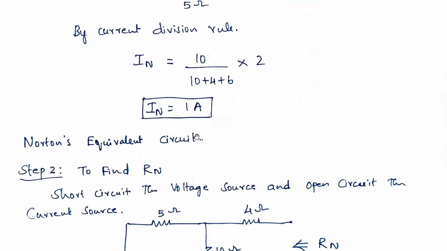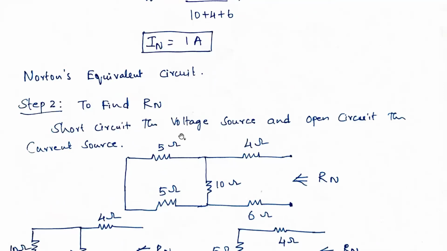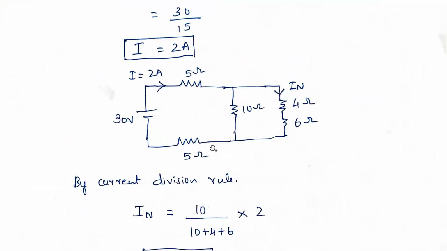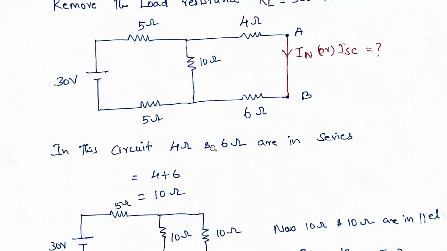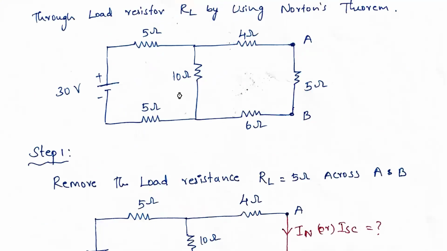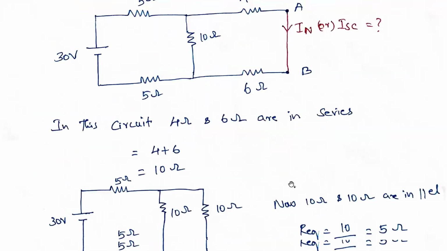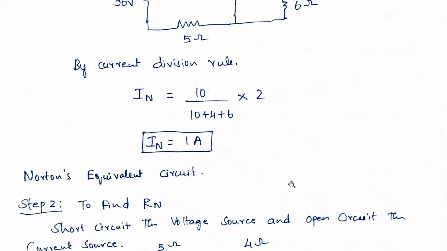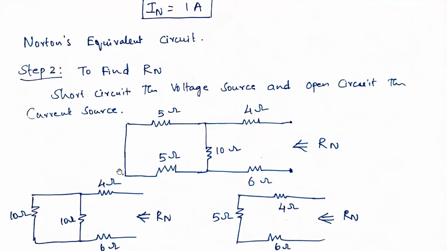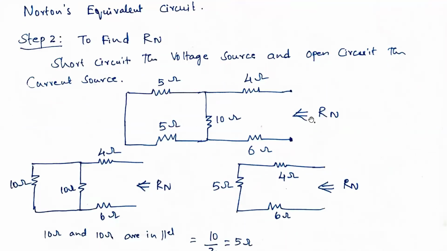Now we need to find out what is Rn. So what is the rule to find out the Norton's resistance? For Norton resistance, short circuit the voltage source and open circuit the current source. So here only one voltage source is there. We are just short circuiting it and finding out what is the Rn over this point. Now I'm redrawing the circuit to find out the Rn. So short circuit the voltage source.